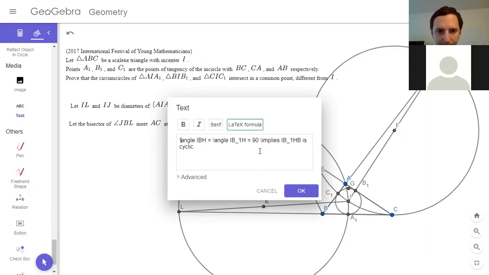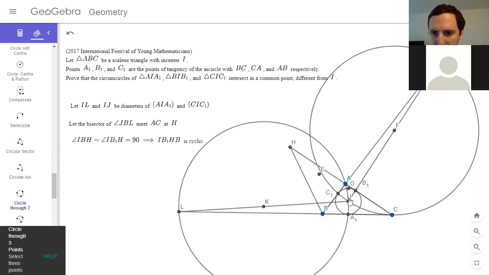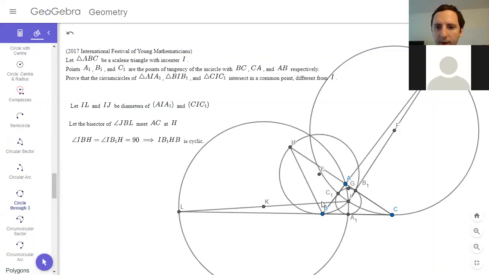All right. And so then we can draw that circle. And then from there you can show that J, H, and L are collinear. How do you show that? I used Menelaus' theorem for this. Menelaus' theorem. Okay.